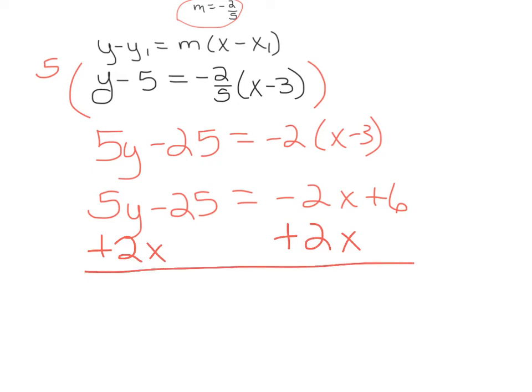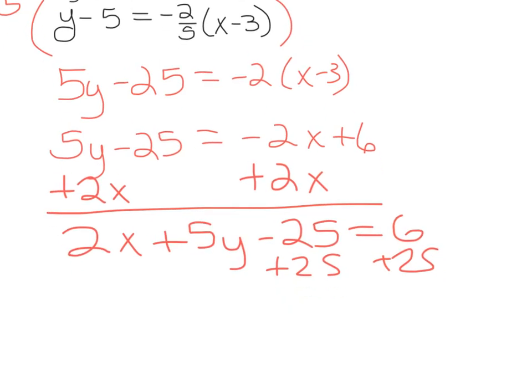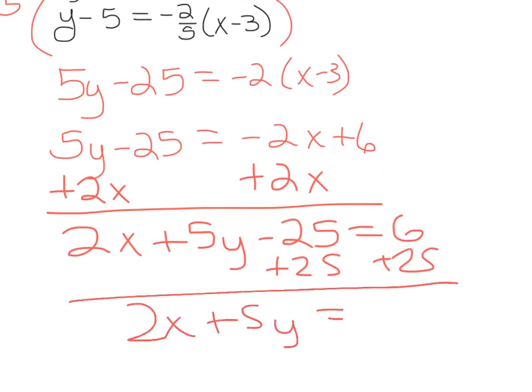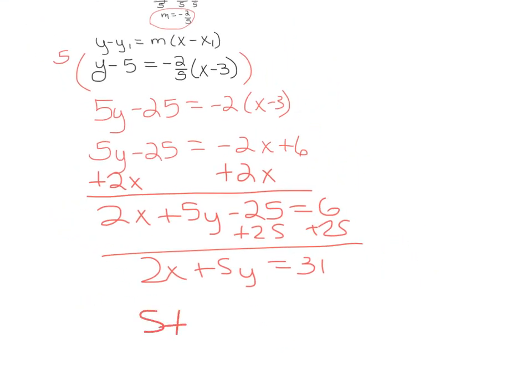By adding it, it makes it become positive. That's one of the stipulations for standard form. And then I would add the 25 and get 2x plus 5y equals 31. So if the question said to take that information and write standard form, that would be your process.